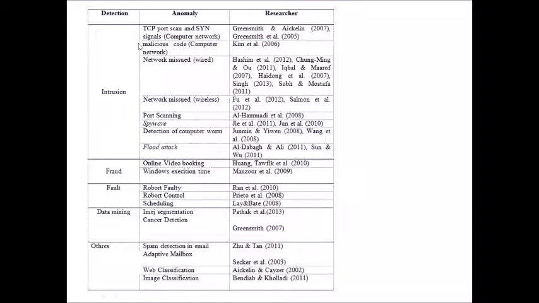Okay, these are the applications of danger theory where the research has been applied. It has been applied in intrusion detection, in fraud detection, and some of them are also used in data mining for image recognition and cancer detection. And then the others, to detect spam email, web clustering, and image classification. By default, danger theory is mostly used for anomaly detection.